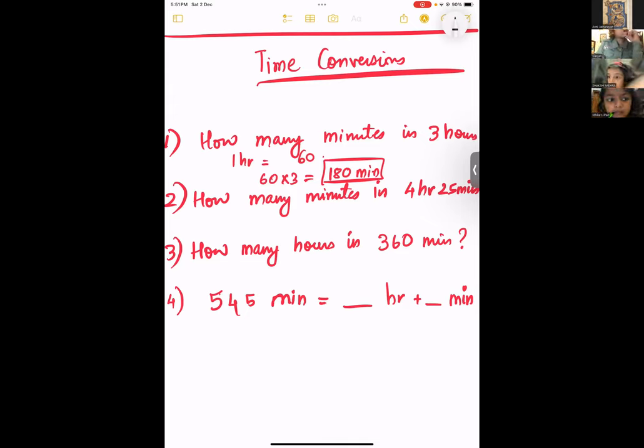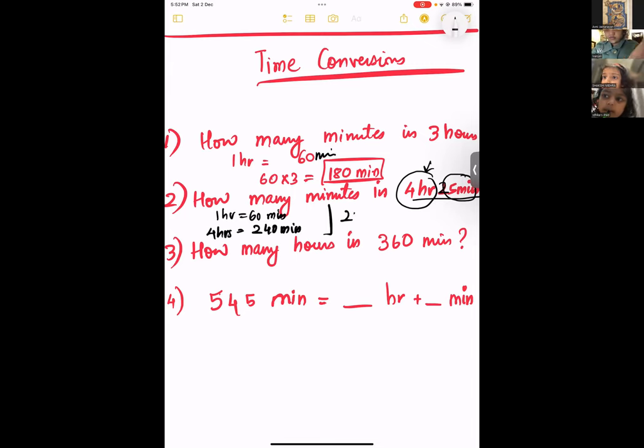Now, how many minutes in 4 hours and 25 minutes? Listen. The 25 minutes is already given in minutes, so we don't have to change it. The only thing that we have to convert is 4 hours. Now, answer is so simple. If 1 hour has 60 minutes, 60 multiplied by 4. So, 4 hours would be 240 minutes and total is 240 plus 25.